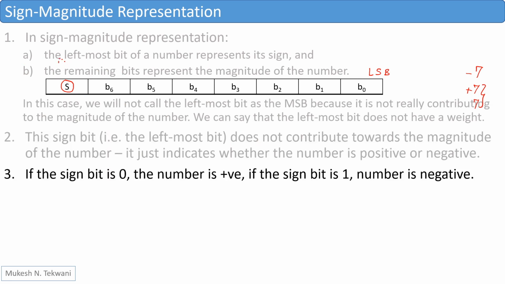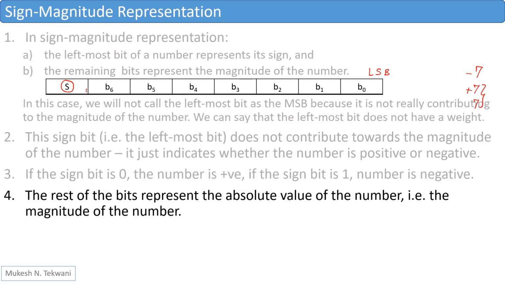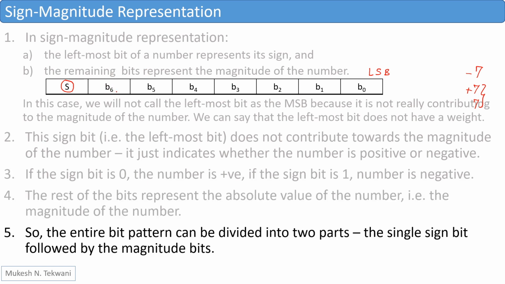Now, if the sign bit is 0, then we take the number as positive, and for negative numbers we will indicate the sign bit as 1. And the rest of the bits, that means bits B0 to B6, will represent the absolute value or the magnitude of the number. And therefore, the entire bit pattern of these 8 bits can be broken up into two parts. Starting from the left, the first bit is the sign bit, and the remaining 7 bits, in this example, contribute towards the magnitude of the number.